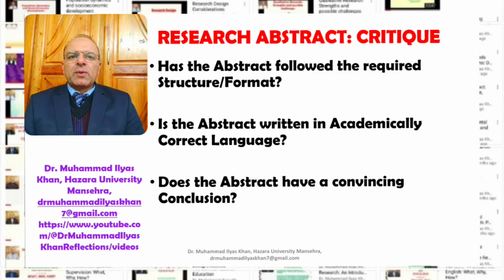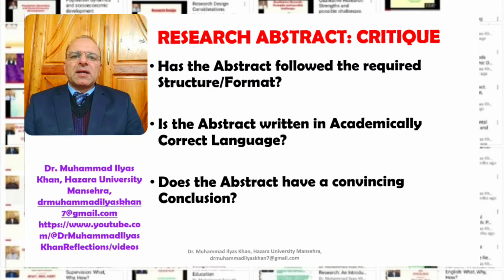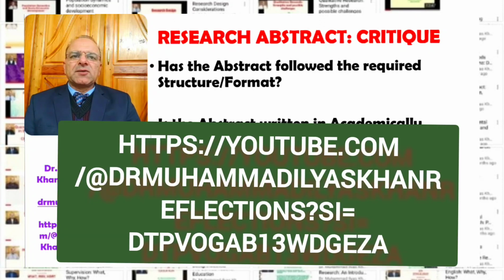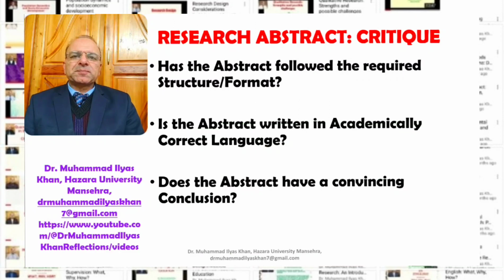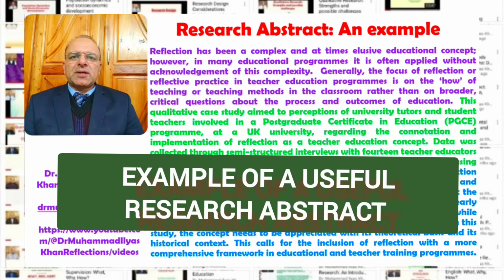The next question that helps the research critic in identifying the quality of the research abstract is whether the abstract is written in academically correct language, or if there are problems with the language of the abstract. And lastly, does the abstract have a convincing conclusion? It is also important that the brief conclusion at the end of the abstract should be convincing, and that should be in the light of the research questions that are presented there, the objectives and the findings. So these are some of the important characteristics that the research critic will look for in an effective research abstract.